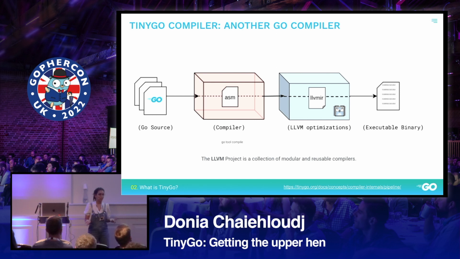It's called LLVM. And LLVM is a collection of modular and reusable compilers and toolchain libraries that you can use to optimize the code. So they added this layer to optimize between the Go and the executable binary more and more, so that at the end, the binary size is very limited and very small.